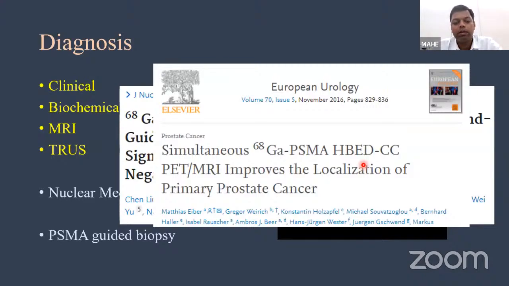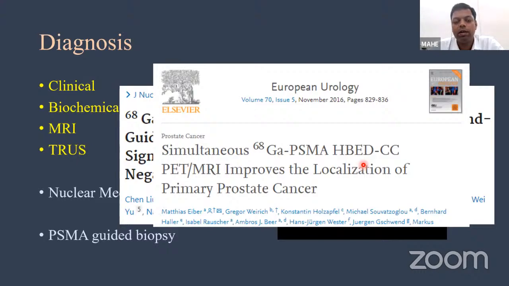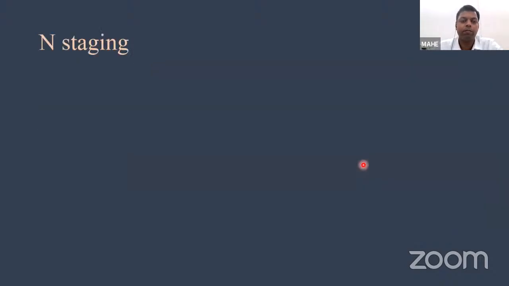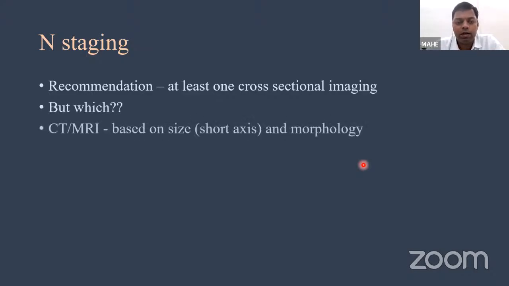So they had done multiple studies based on gallium PSMA PET-CT and PET MRI, etc., which have told that it improves the localization of primary prostate cancers, particularly in previously biopsy negative cases. Nodal staging. So this is where PSMA PET stands out. If you look at the recommendations for nodal staging, at least one cross-sectional imaging is recommended, okay, before you go for surgery. But which cross-sectional is not mentioned?